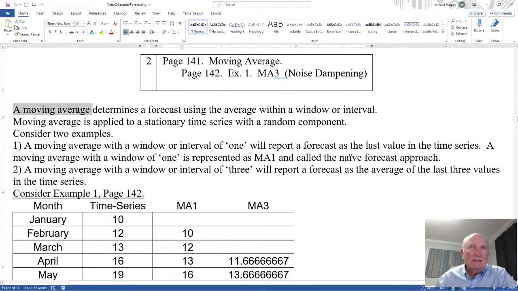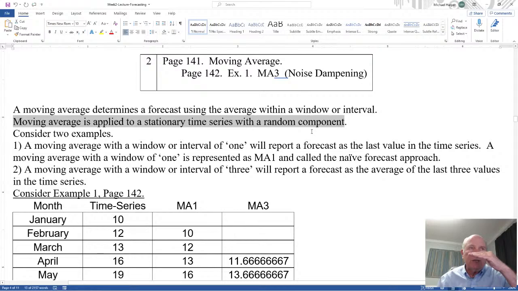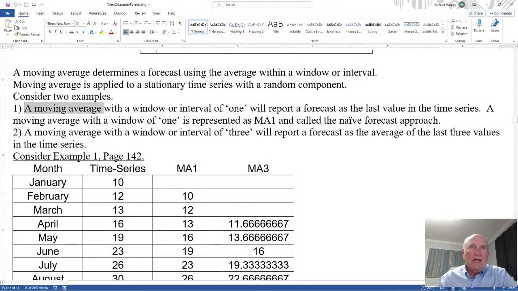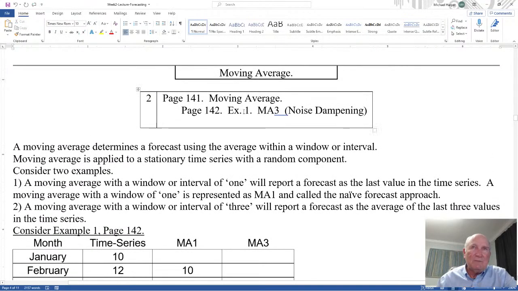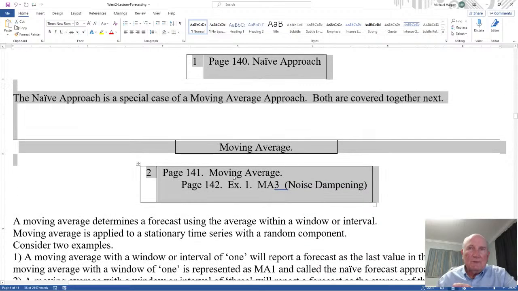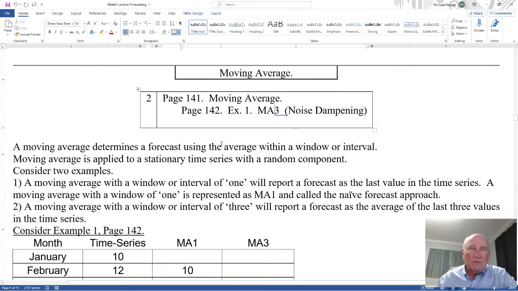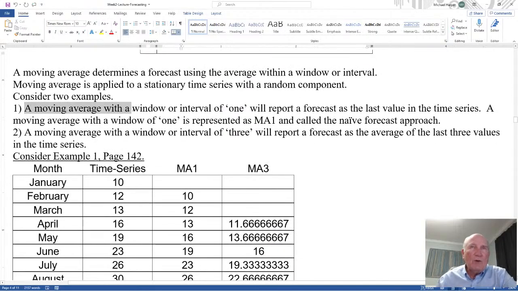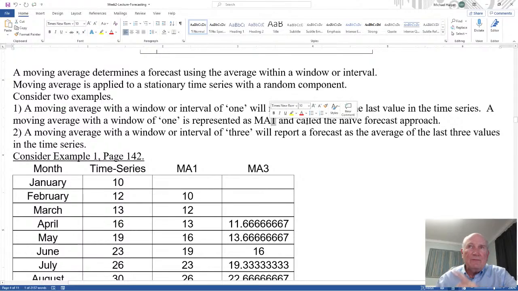A moving average determines a forecast using the average within a window or an interval. A moving average is applied to a stationary time series with a random component. Consider 2 examples in example 1: the naive up here and the moving average, where the 3 is the window or interval. A moving average with a window of 1 will report a forecast as the last value in the time series. It is represented as MA1, where MA is moving average and 1 is the window, and that is called the naive forecast.